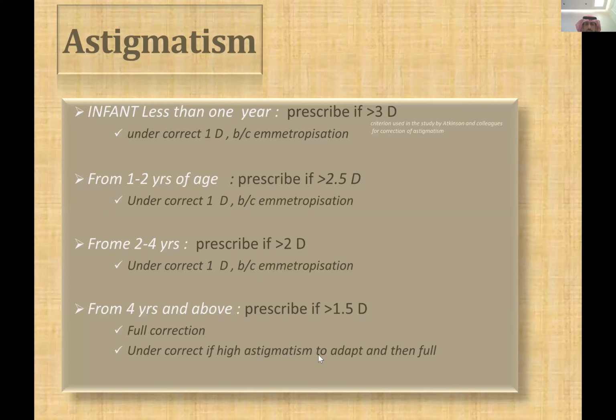Undercorrect if high astigmatism, just to let the child adapt to the glasses, and then increase to the full correction. So again, less than 1 year, more than 3. From 1 to 2 years, more than 2.5. From 2 to 4 years, more than 2. And above 4 years, more than 1.5.